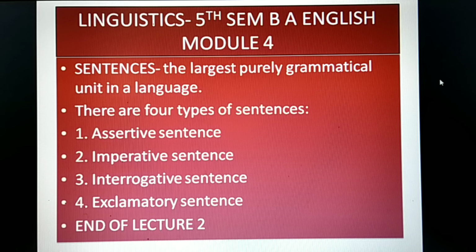And now we come to the fourth type of sentence. They are called exclamatory sentences. So what are exclamatory sentences? Exclamatory sentences express strong feelings such as wonder, surprise, shock, or anger. Say, we have an example. What a splendid idea! We are just surprised that it is a splendid idea. What a splendid idea!